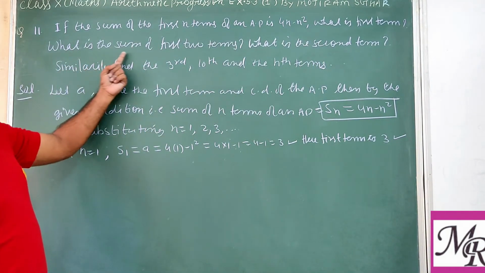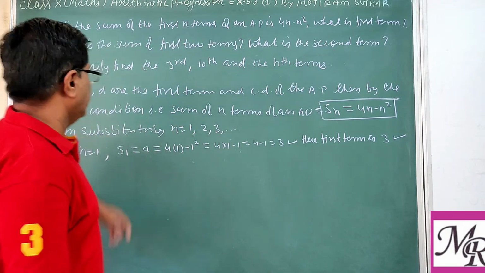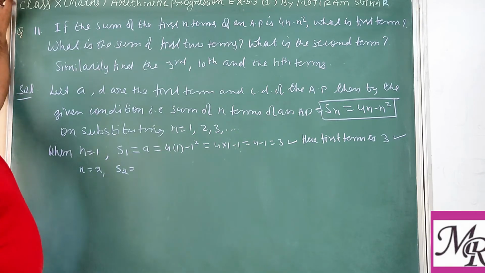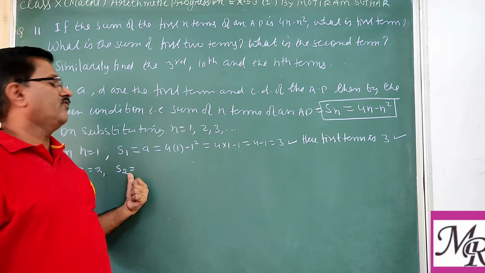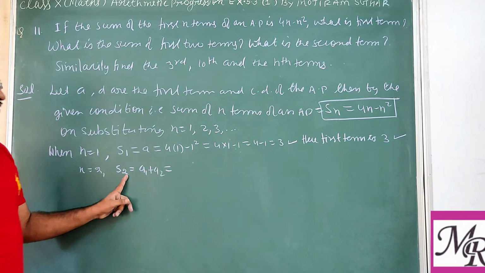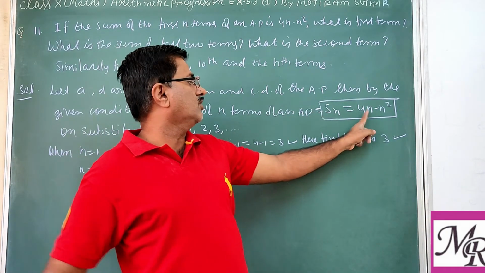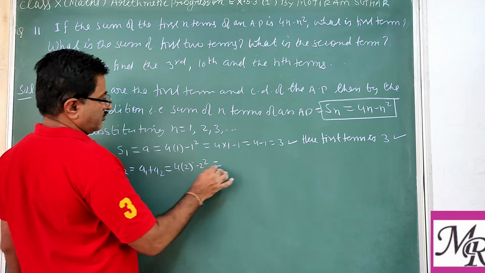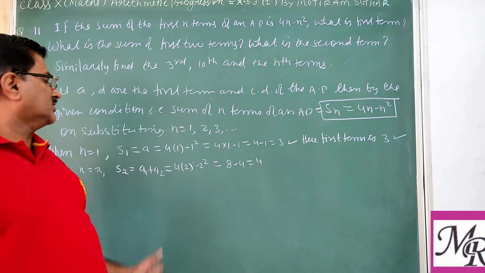Then it asks for the sum of the first two terms. Before that, what is the second term? So we have to find the second term. If you put n equal to 2, that is S2. S2 means the sum of the first two terms, the first term and the second term. So S2 equals 4 into 2 minus 2 squared. Simplify: 4 into 2 is 8, minus 4, that is 4. So 4 is the sum of the first and second term.